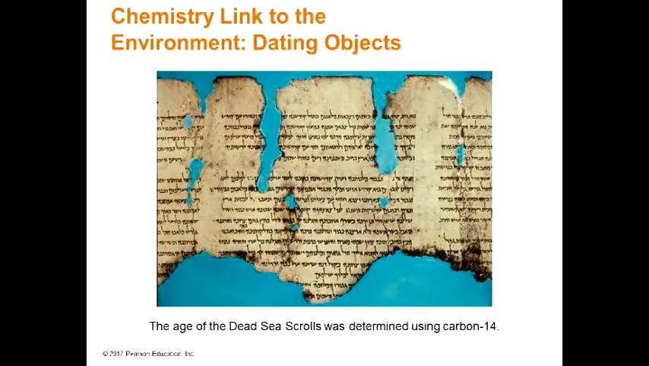This example here, showing the Dead Sea Scrolls, obtained using carbon-14. It was written on papyrus, a wood fiber plant, which is carbon. So they were able to use it.